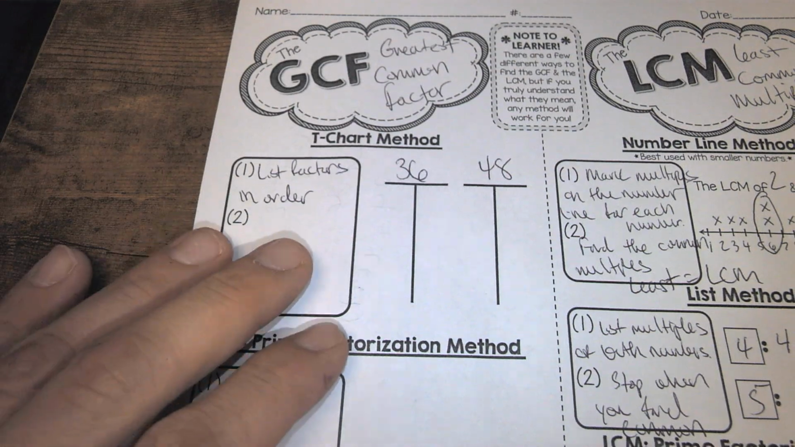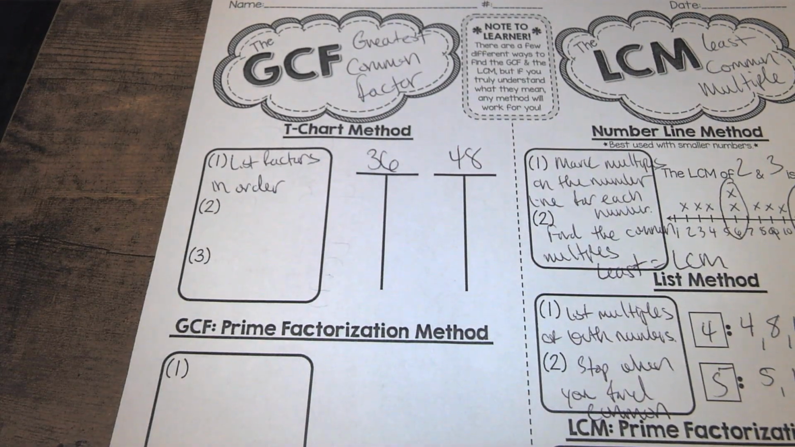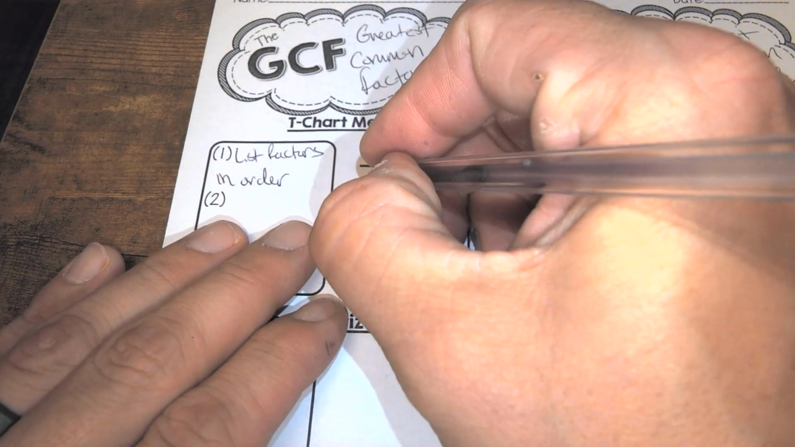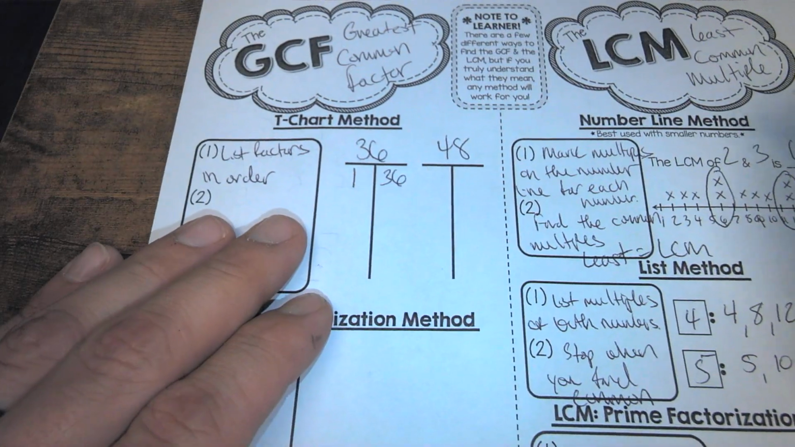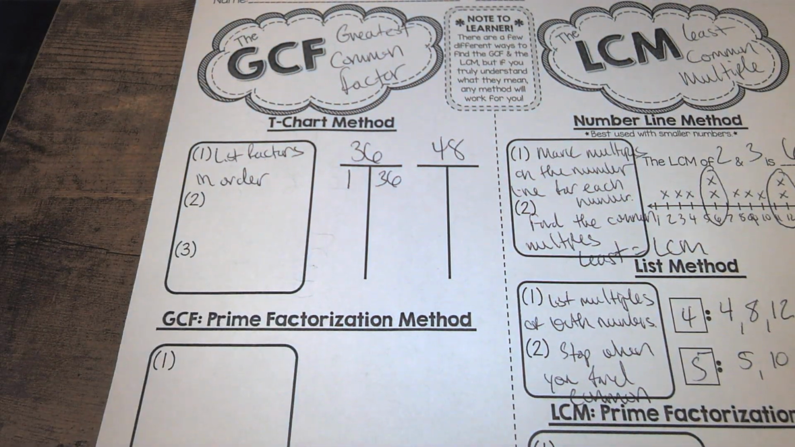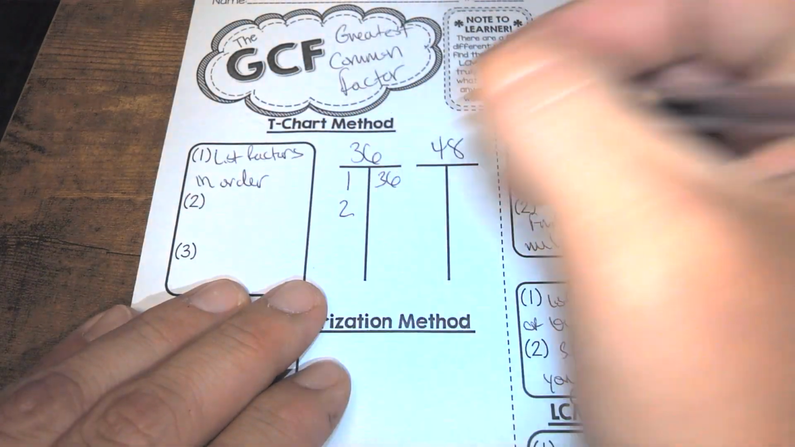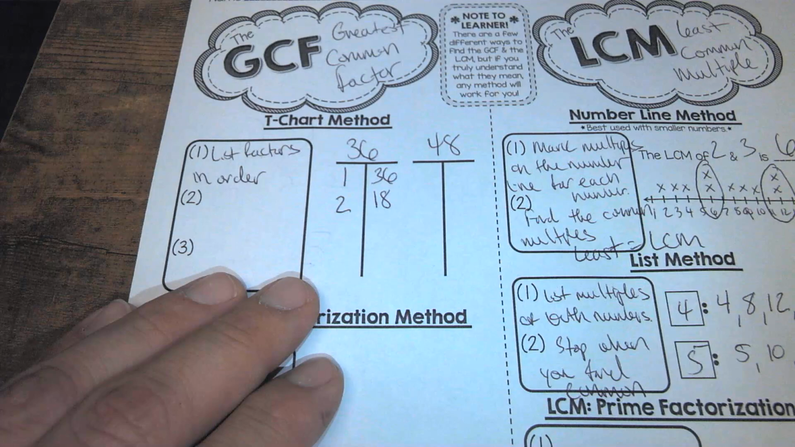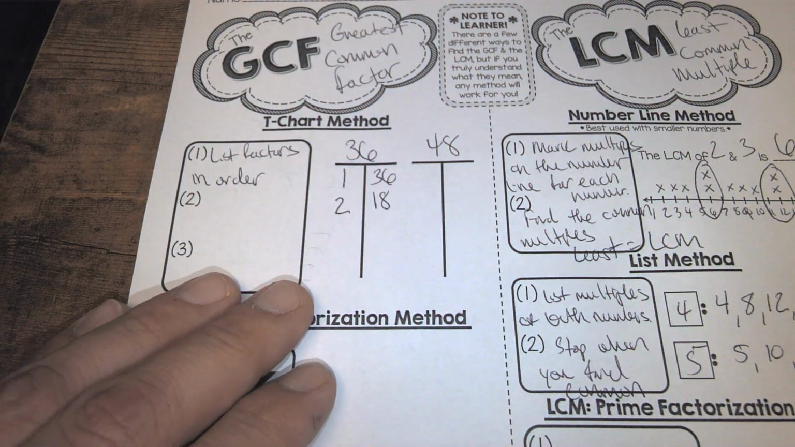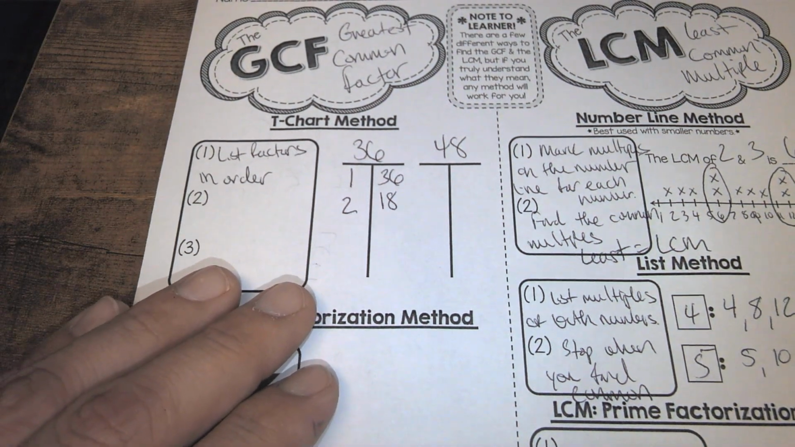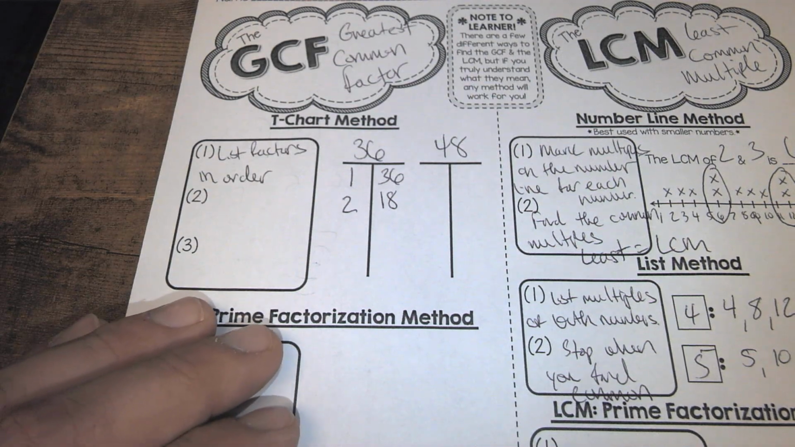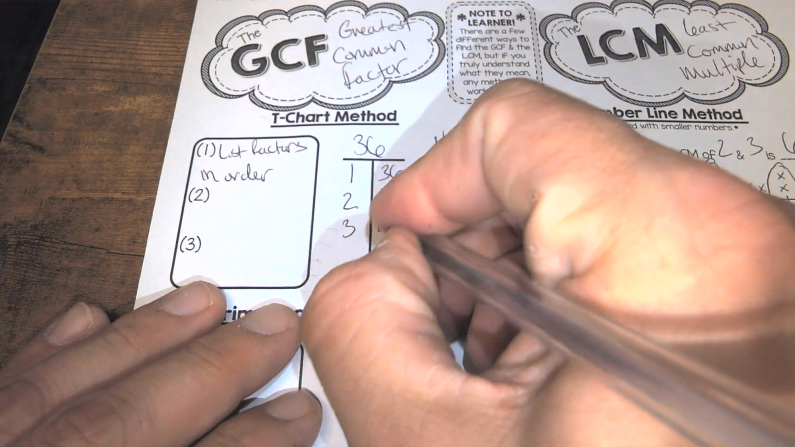Okay, so factors are basically the numbers that multiply together to equal these numbers. So I always start with 1 and the number itself. 1 times 36 equals 36. So then you just go down the line. Does 2 go into 36? 2 times whatever equals 36? Yes. 2 times 18 equals 36. So those are factors. Okay, then I just keep going down. Does 3 go into 36? Yes. Times 12.